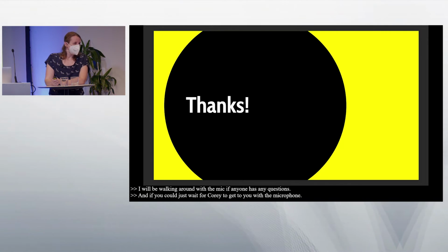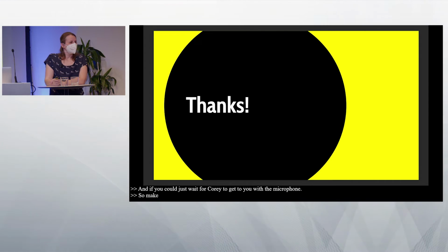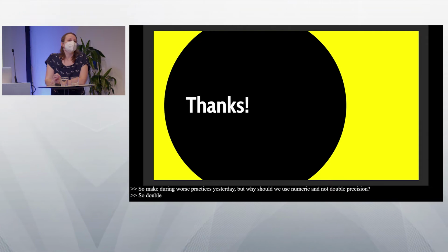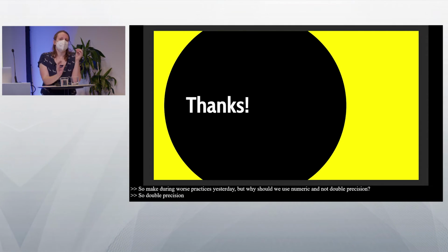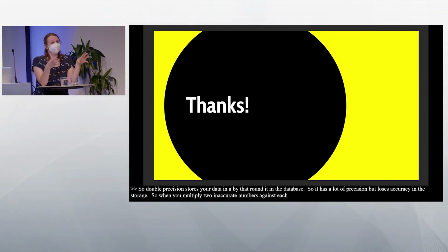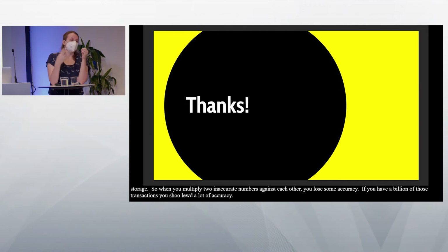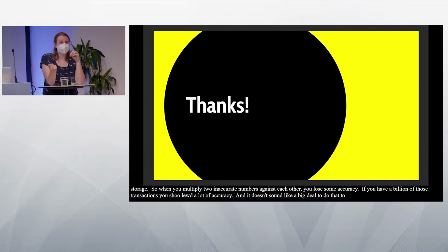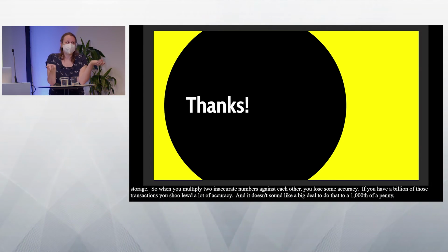Hey, so maybe it was during the worst practices yesterday, but why should we use numeric and not double precision? So double precision stores your data in a way that rounds it inside the database. So it's got a lot of precision, but it loses a little bit of accuracy in the storage. So when you multiply two inaccurate numbers against each other, you lose some accuracy. And if you've got 1 billion of those transactions, you lose a lot of accuracy. And it doesn't sound like a big deal to be doing that to 1,000th of a penny, but if you lose 1,000th of a penny 1 billion times, you've lost several million dollars.